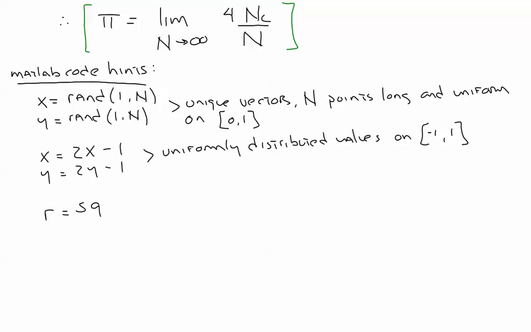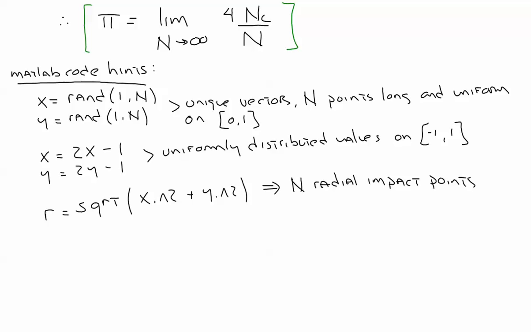r equals the square root of x dot x squared plus y squared. Now I have n radius values, or let's call it radial impact points. Okay.